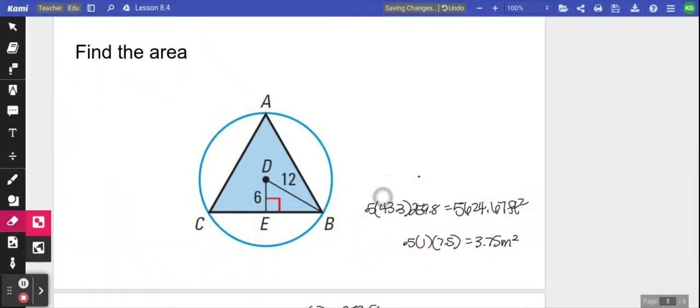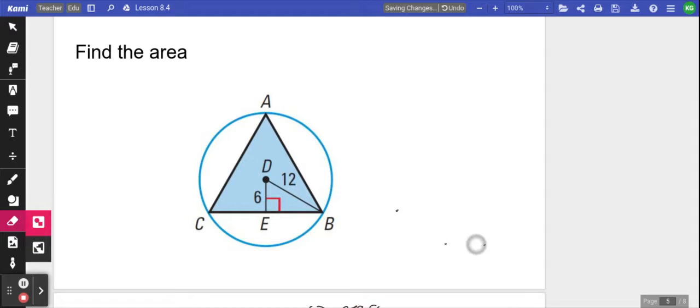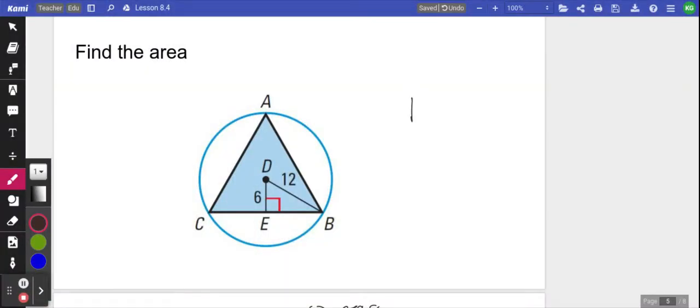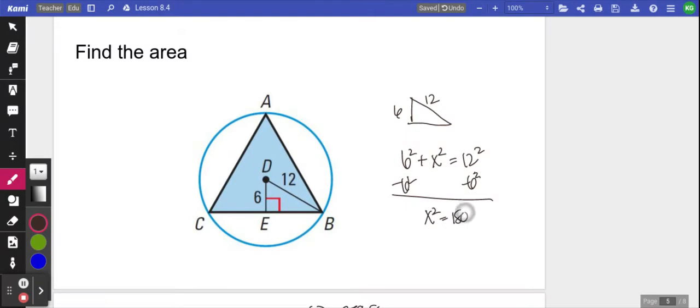This one says to find the area, and the only information we're given is that we have an equilateral triangle. We know it's equilateral because it's inside of the circle. We have this triangle where the hypotenuse is 12 and the left side is 6. Going back to our chapter about the Pythagorean theorem, one side squared plus the other side squared equals the hypotenuse squared. So I'm going to do 12 squared minus 6 squared. X squared equals 180. Take the square root of 180.